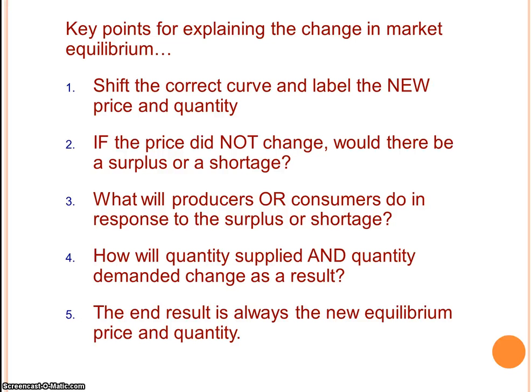Then 3, okay, so once you know that, how will producers or consumers respond to that surplus or shortage? 4, as a result of that, which usually involves a price change, either price falling or price increasing, how will the quantity supplied and quantity demanded change as a result? The end result is always the new equilibrium price and quantity is set, which is our point of balance between demand and supply. Okay, that's it for now.